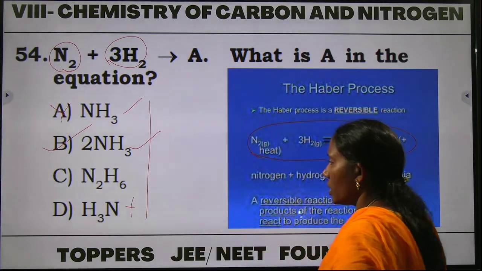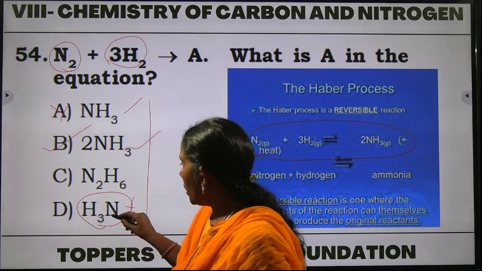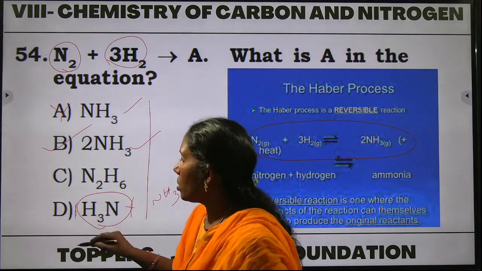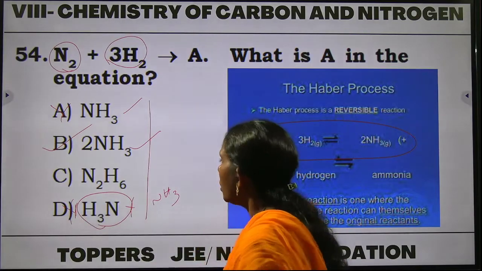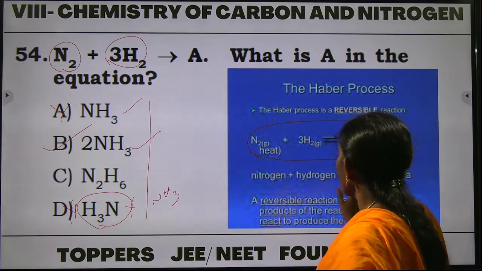And not N3H also. NH3 is wrong, this is NH3. Even if you consider this as NH3, it is 1 mole. So not 1 mole, 2 moles, 2NH3 is required. So we will not go with the D option. So the correct option is NH3, Haber's process.